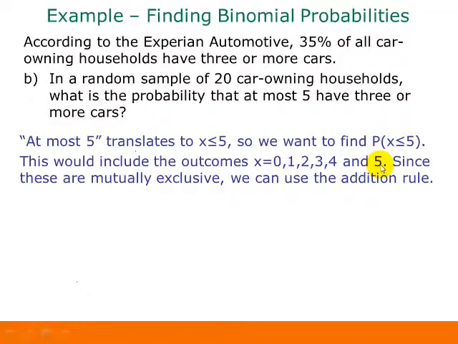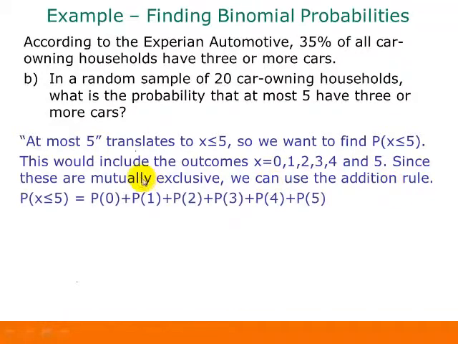Now going back to our probabilities from Chapter 5, since these events are mutually exclusive, we can't have both 1 and 2 households that own 3 or more cars. It has to be only one of these. So that means that we can use the addition rule for probabilities, which means we can find the probability for each of these and then just add the results together to get our probability. So this would be one way to calculate this probability.